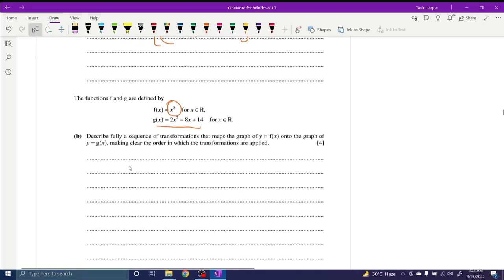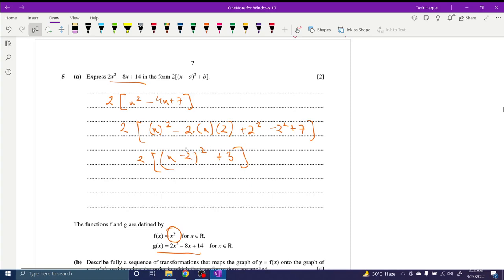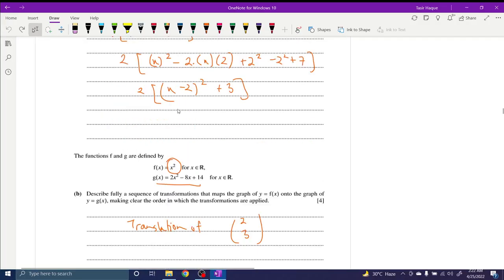So translation of 2, 3. Why? Because anything that's inside with x, that's a translation in the x-axis, and if it's a minus sign, the translation vector will be a positive one. And for y, anything that's outside, anything that's added to fx.